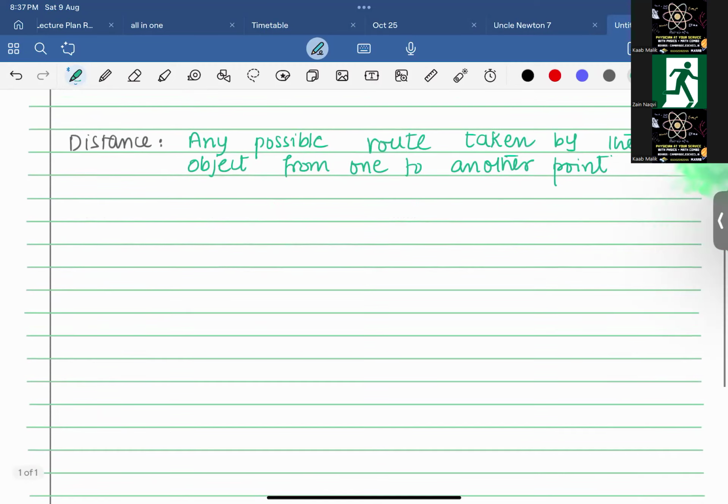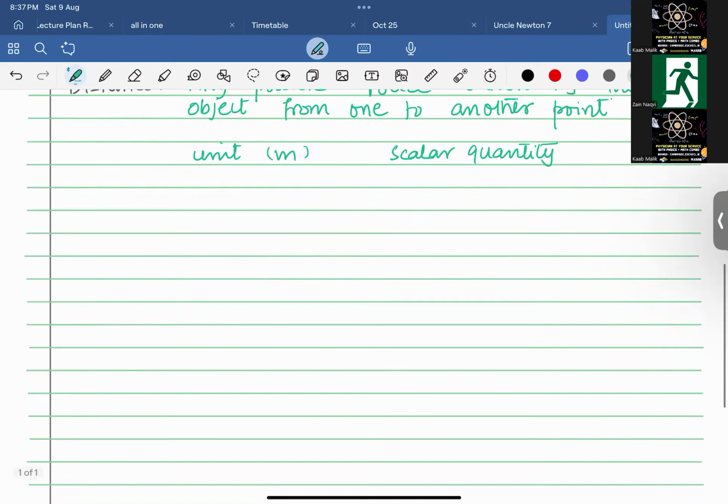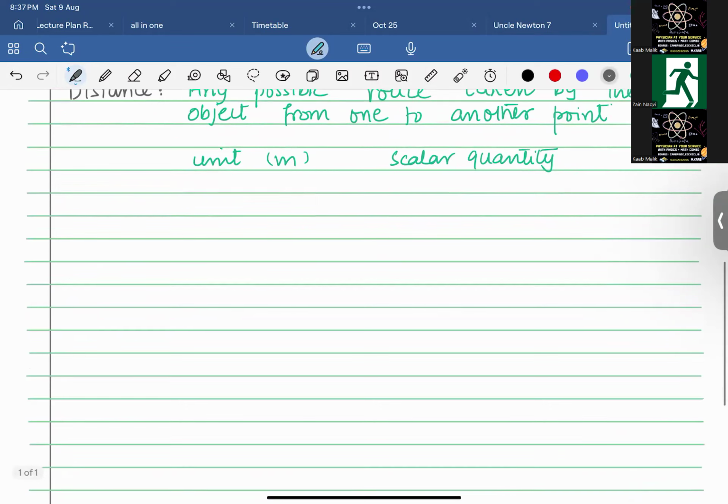It will be measured in meters, and kilometers, centimeters, decimeters, millimeters are going to be the prefixes. It is a scalar quantity. Scalar quantity means it has only magnitude and unit, no direction.